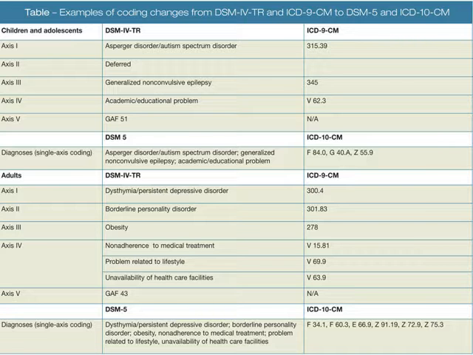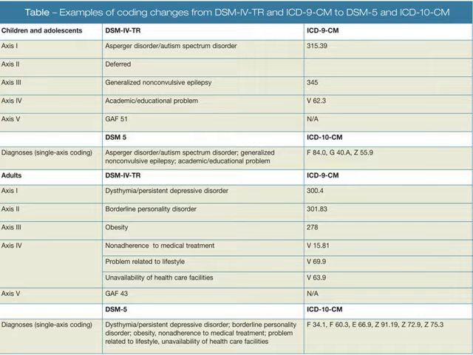Axis 4. Axis 4 has to do with what's known as the impact of social environment, of occupation, of legal history, of primary support group, basically psychosocial issues that impact the clinical diagnosis. Here we have academic or educational problem. So this person is having some issues at school. Perhaps they have an IEP or an individualized education plan. Perhaps they have a 504 plan.